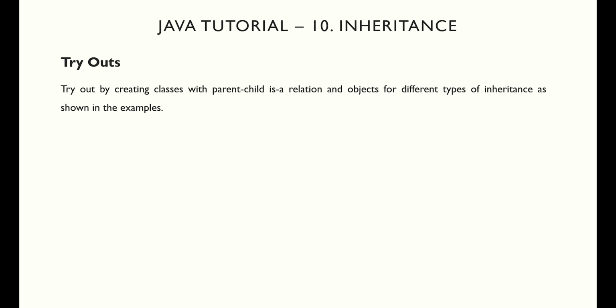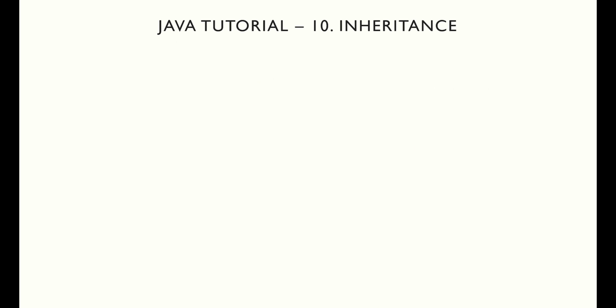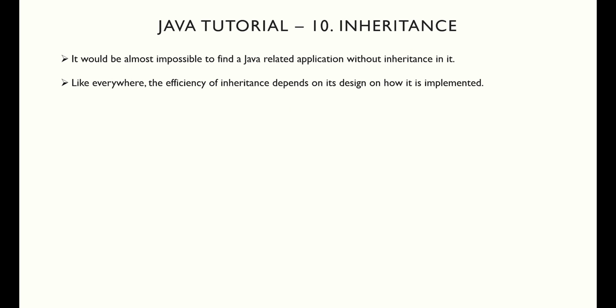Practice by creating classes with parent-child IS-A relationships and objects for different types of inheritance as shown in the examples. It would be impossible to find a Java-related application without inheritance in it. In every Java project, at some point of time, you would require to reuse common code for some reason. Among the different types of inheritance, single level inheritance is the most used. Like everywhere, the efficiency of inheritance depends on its design and how it is implemented.